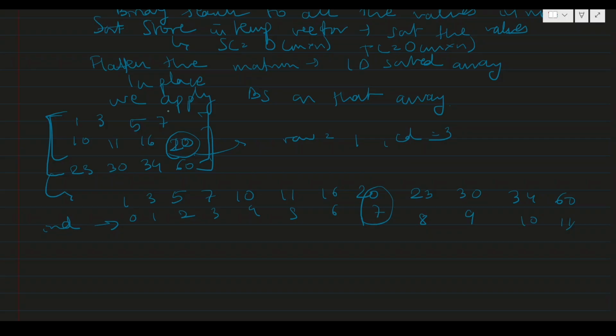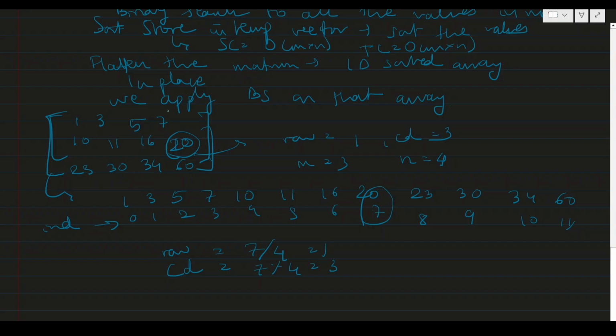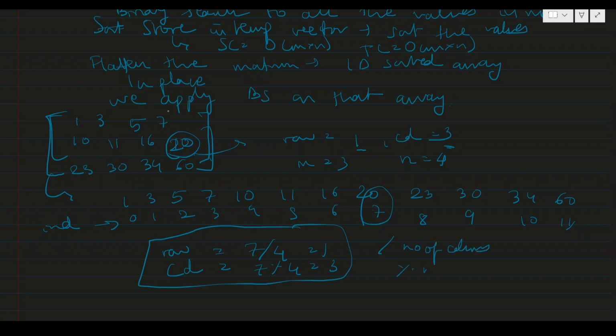So the formula that I was talking about earlier: the row number will be 7 divided by the number of columns. The number of columns is 4, so that is equal to 1, and for the column number I'm doing 7 modulo 4, which is equal to 3. Indeed, we have the value 20 at row number 1 and column number 3. So we can consider it as a formula: dividing by the number of columns gives us the row, and modulo by the number of columns gives us the column.